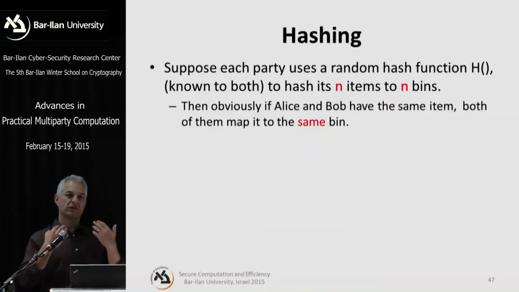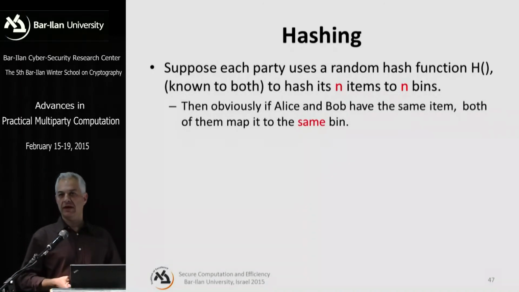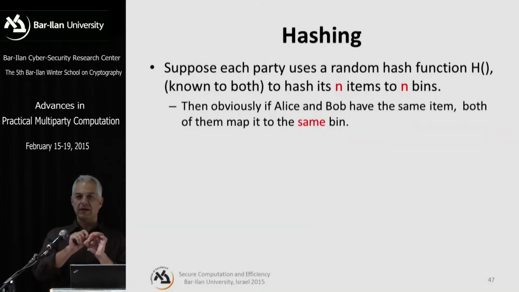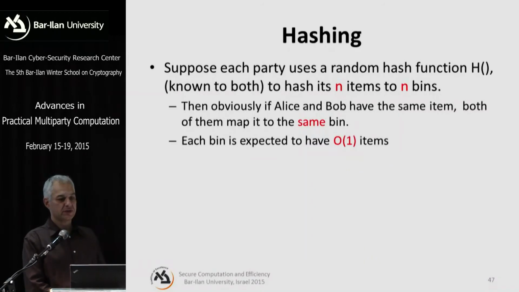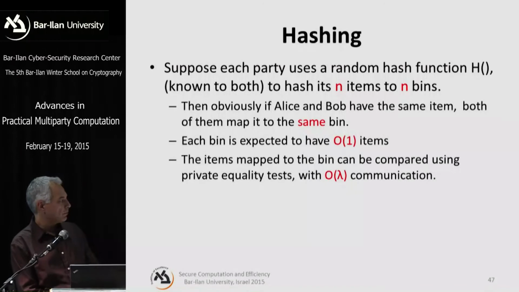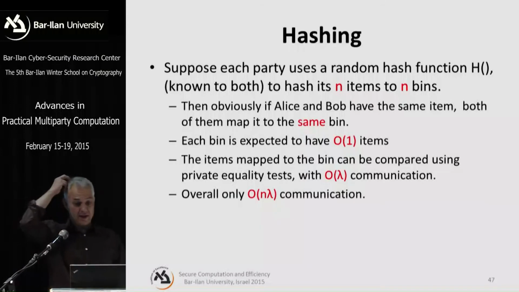So now I don't have to compare each of Alice's inputs to each of Bob's inputs. I only have to compare the inputs that Alice mapped to bin number j to the inputs that Bob mapped to bin number j. And so instead of doing n squared comparisons, I have to do the sum of the number of items mapped to each bin squared, which should be much smaller. So we expect, if you map n items to n bins, each bin to have just a constant number of items. And I compare a constant number of items that Alice mapped to the bin to the constant number of items that Bob mapped to the bin using a constant number of comparisons. So I'm only going to send a constant number of strings, and the communication per bin is going to be some O of lambda, the length of the string I'm sending to check if they compute the same value. So overall, the communication is only n times lambda.